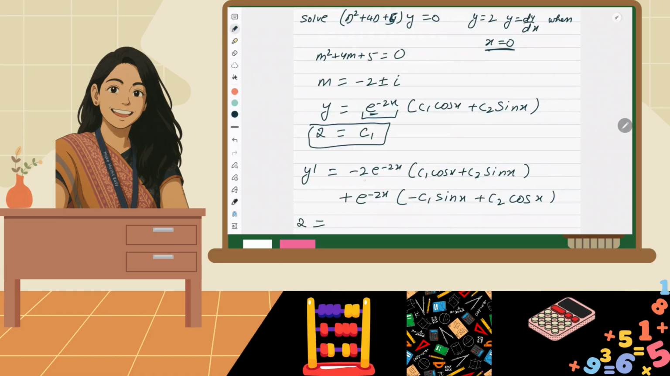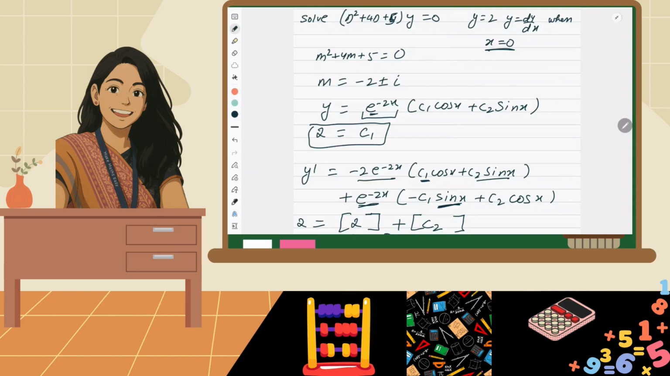Now as per the given condition, this is equal to 2. So 2 is equal to e to the power 0 is 1. Then in the bracket, what is the value of C1? C1 is 2. Cos 0 is 1. Sin 0 is 0, gone. Okay, so I got this. Then plus e to the power 0 is 1. In the bracket, this one is becoming 0. Sin 0 is 0. Then I'll have C2 cos 0, which is 1. So C2 is equal to 0. Right? So C2 I got 0.